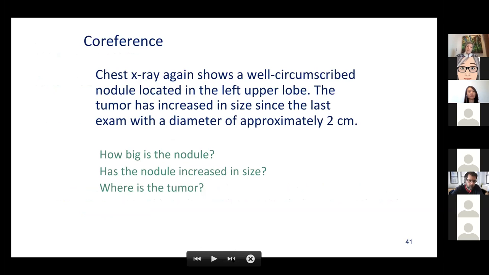The last thing on discourse processing is coreference. So look at this short paragraph. And I didn't do a quiz for this, but feel free to pipe up. How big is the nodule described in this paragraph?